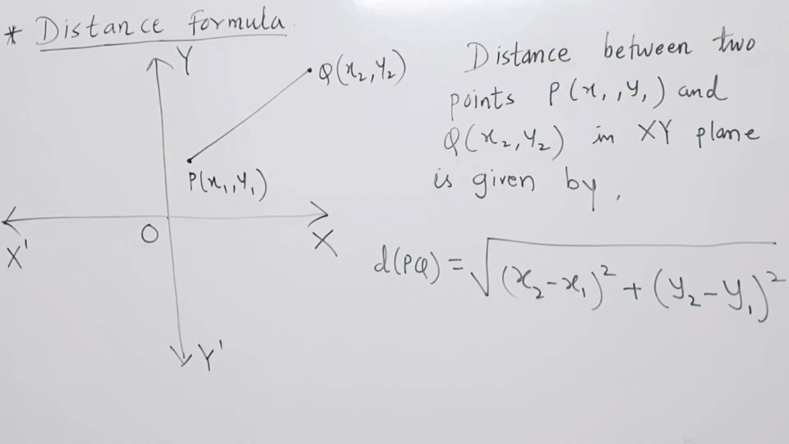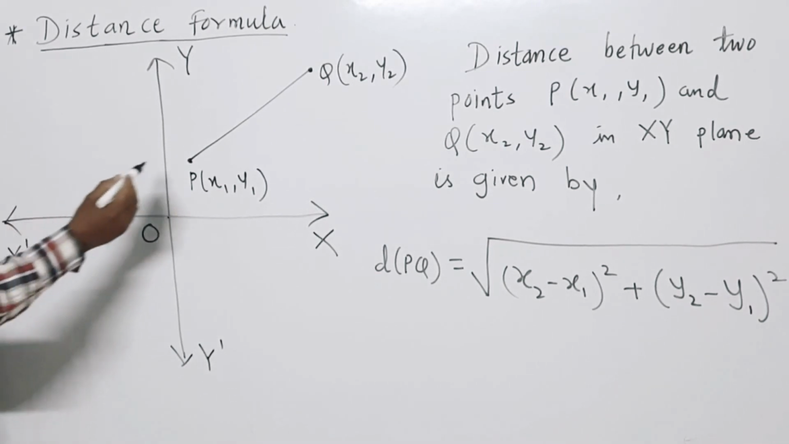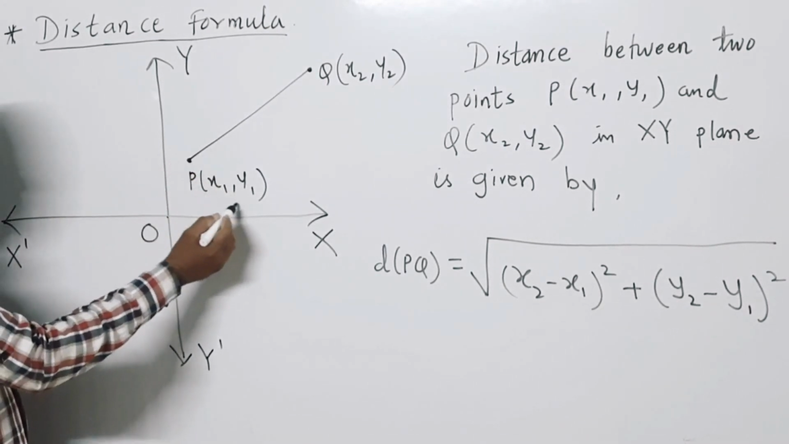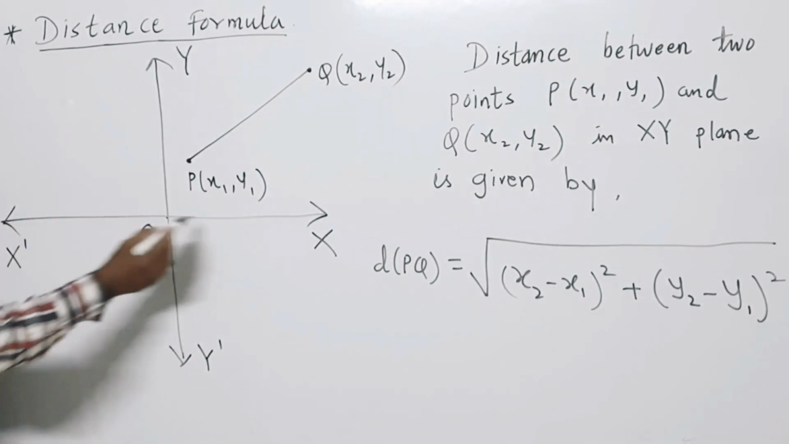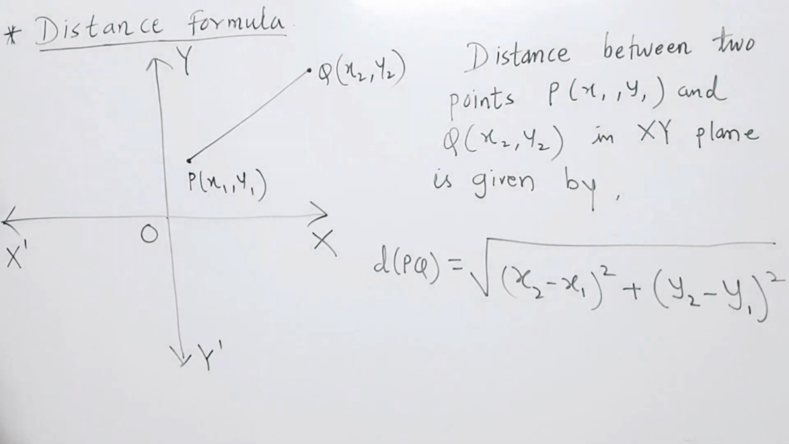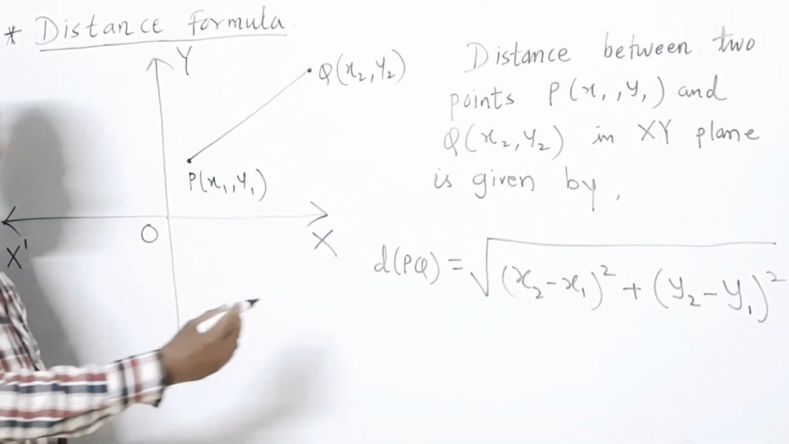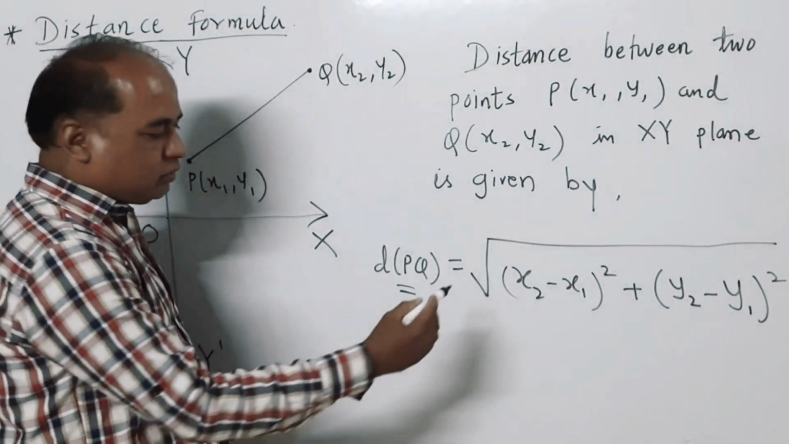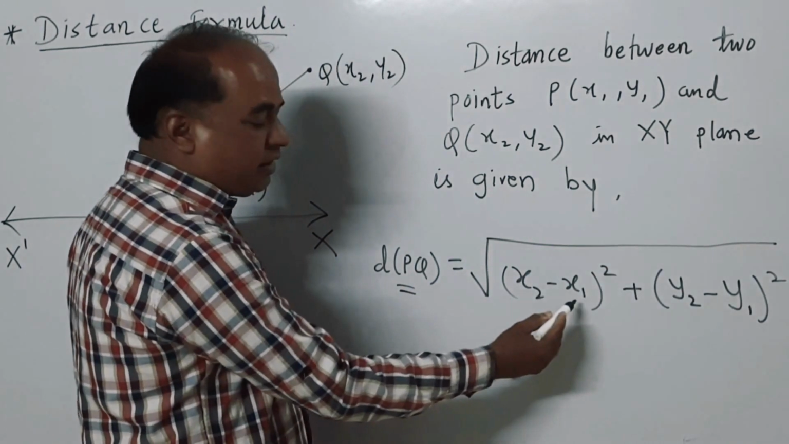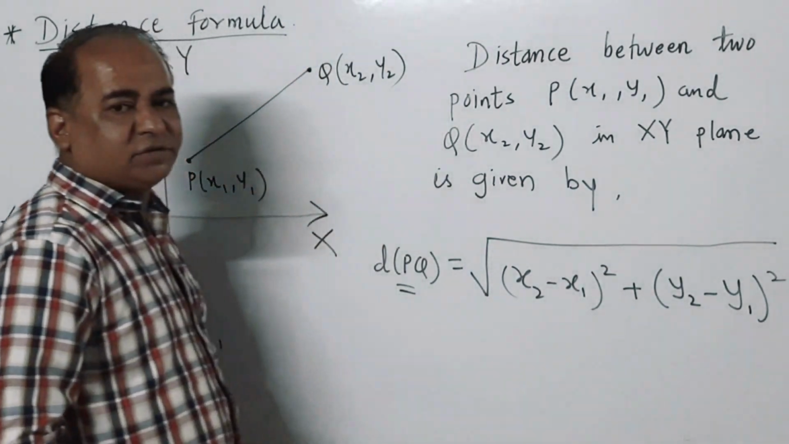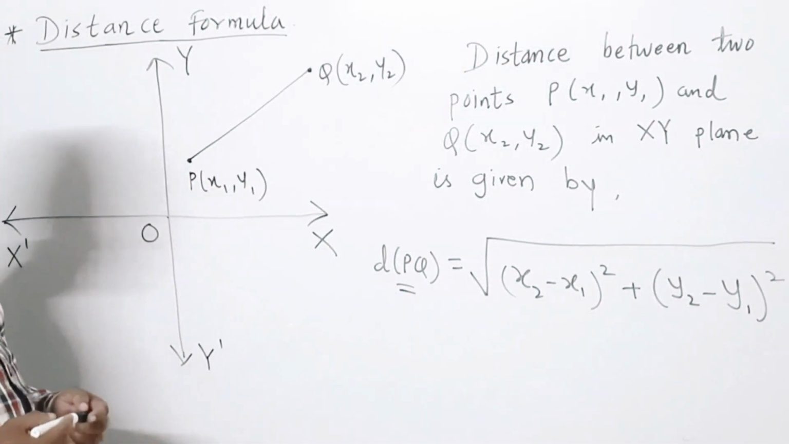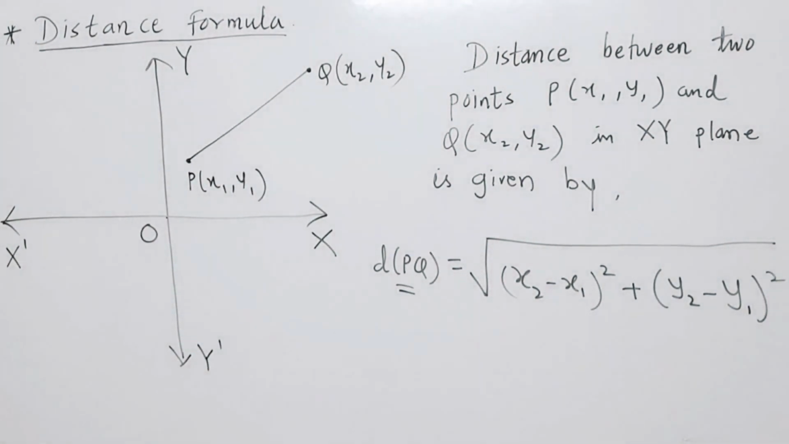Distance formula. The distance between two points P(x1, y1) and Q(x2, y2) in the xy plane is given by the formula: distance PQ is equal to under root (x2 minus x1) square plus (y2 minus y1) square. Using this formula, we solve examples of Practice Set 5.1.